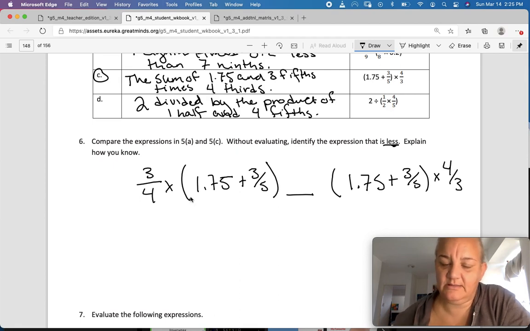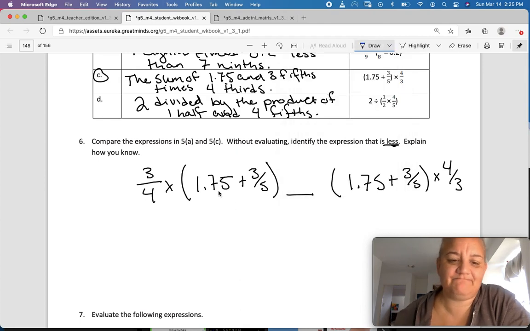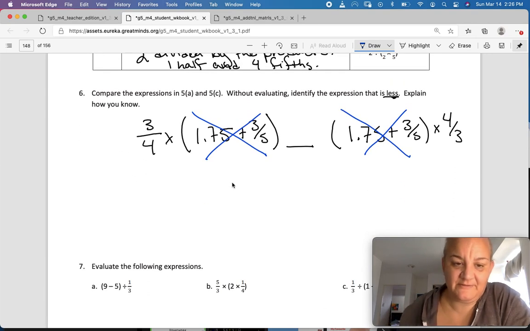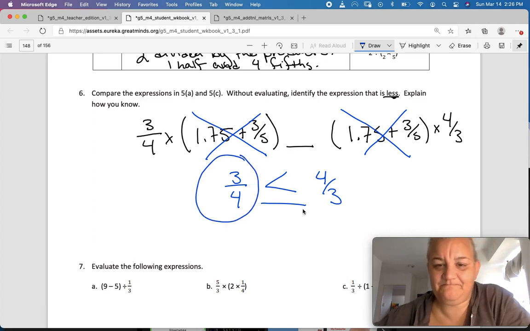Okay, well, look at those problems. I can already just completely cross off what's inside the parentheses because it's the same on both sides, which leaves me with 3/4 and 4/3. So I know that this side is less than this side.